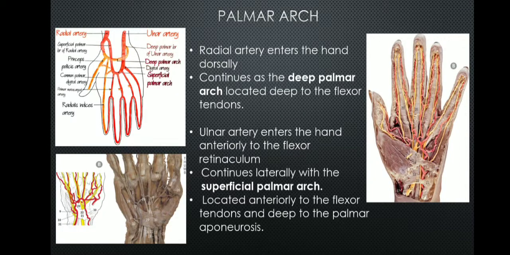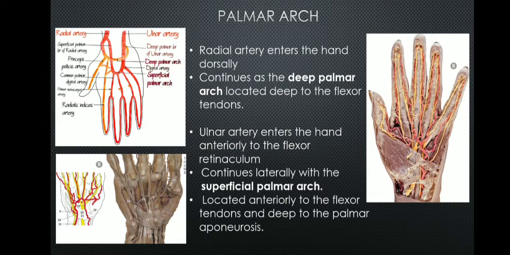Moving on to the palmar arch, the arteries of the hand are the terminal parts of the ulnar and radial arteries, and branches of these arteries unite and form the anastomotic channels called the superficial and deep palmar arches.